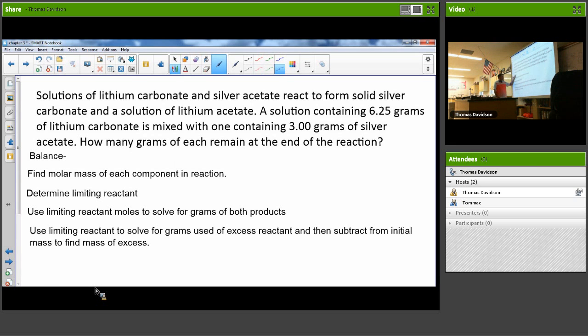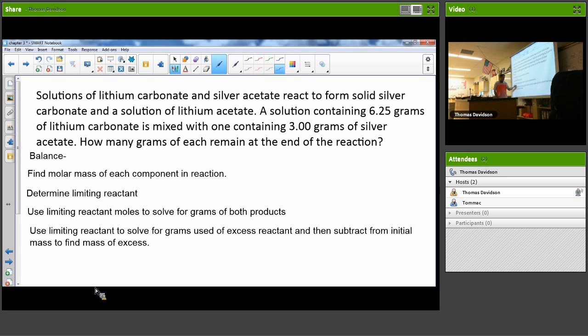You balance it. You find the molar mass of each component because you're going to use them all. All right? Do it at the start, then you don't have to do it in a picket fence and lose track of what you're doing. Determine the limiting reactant by using 2 picket fences. Start with both reactants, solve for one product. Use limiting reactant moles to solve for grams of both products.